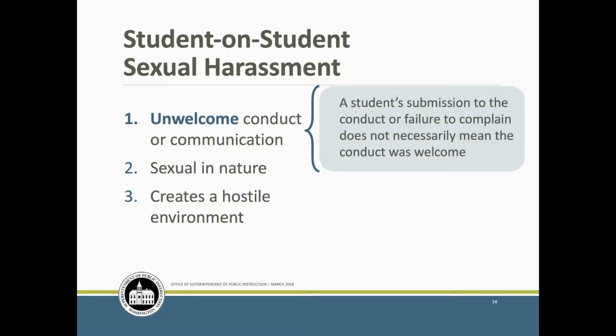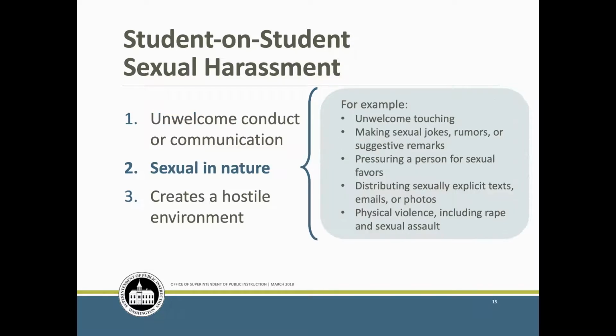As an example, consider a situation where a female high school student willingly kisses a male student on one occasion. When the male student subsequently attempts to kiss her again, she objects, but he kisses her anyway. The subsequent kiss is considered to be unwelcome, even though the student welcomed the first kiss.